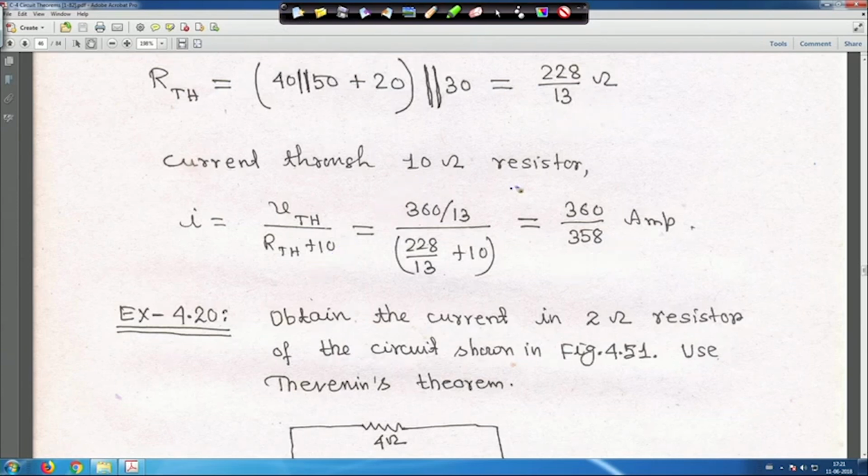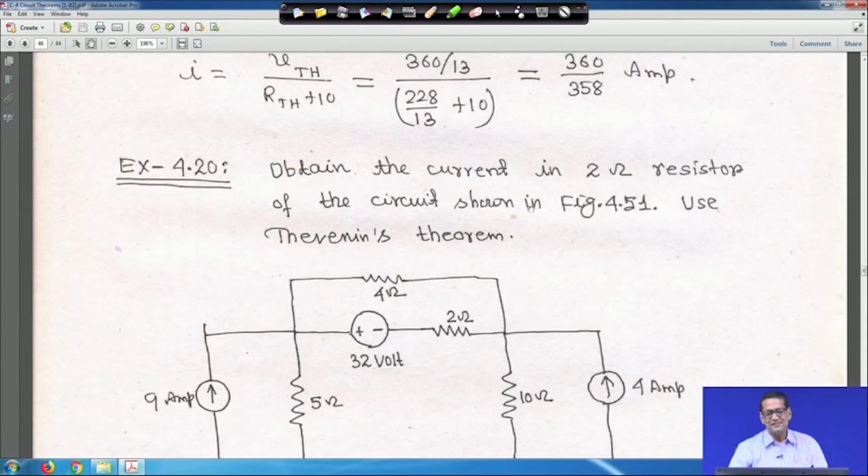So let me clear it. I hope you have understood this. You will not get a much more difficult one than this. Just for your understanding, I have taken a variety of problems, but remember for AC circuits, too many problems will not be taken, because time is restricted.